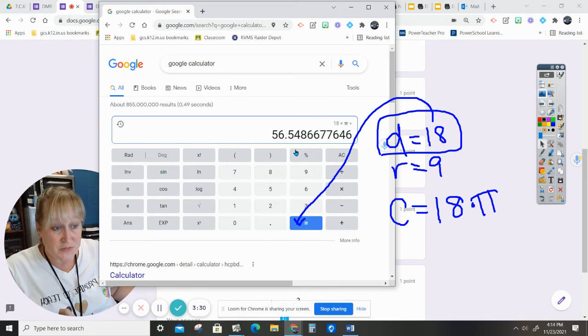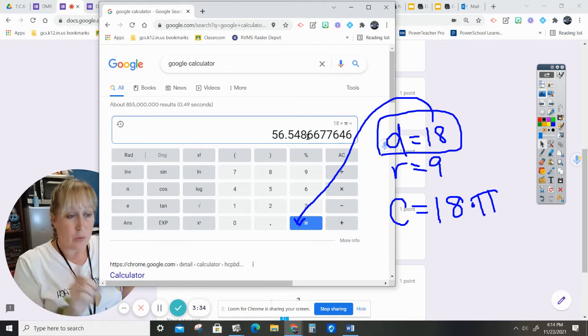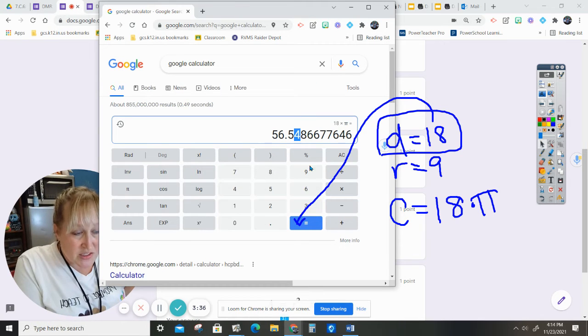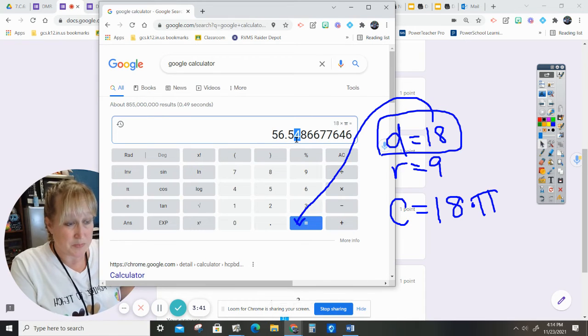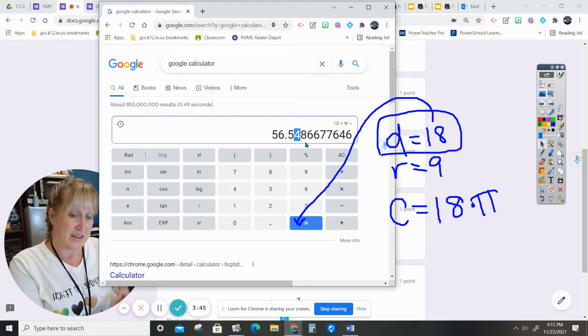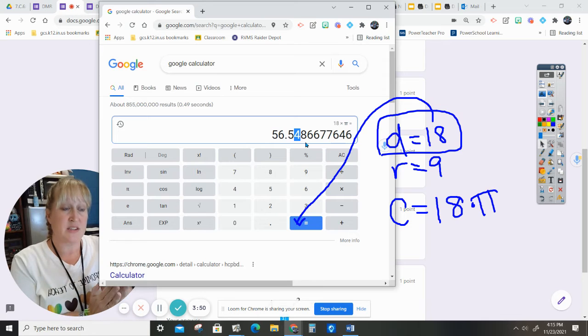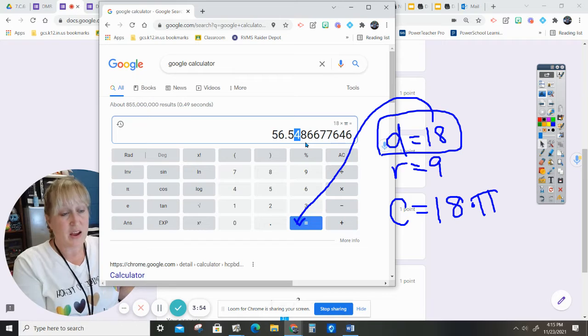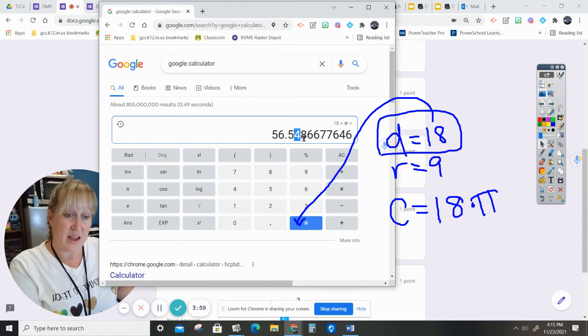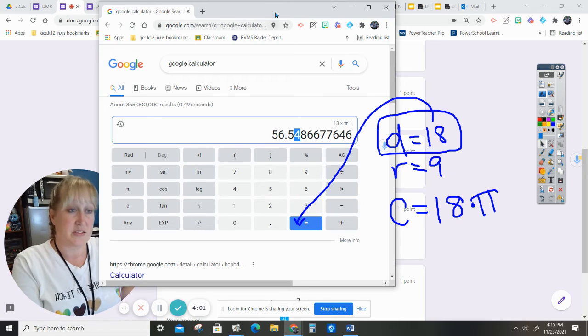The answer is 56.548, and so on. Now it wants me to round to the nearest tenth, which is this number. So I have to think. I'm looking next door. Since that next door is an 8, does that 4 stay 4? Or does it go up to 5 because that 8 means it's closer to 5? And the answer will be it's 56.55 because that 8 tells me to change up to the next number.